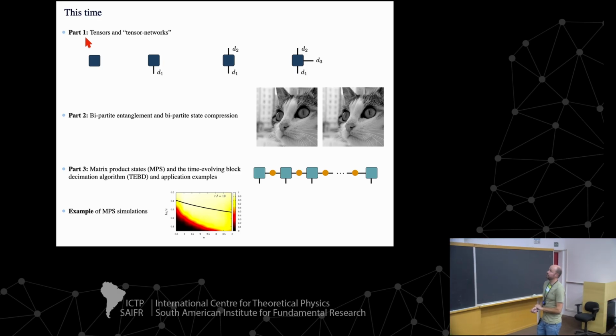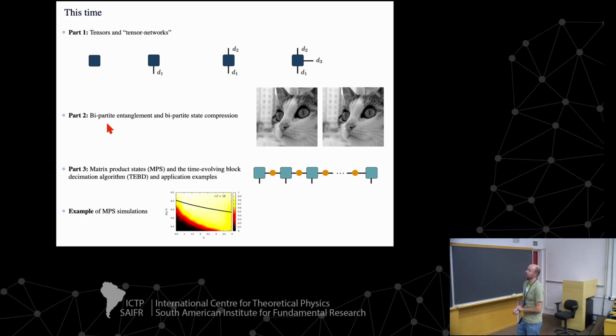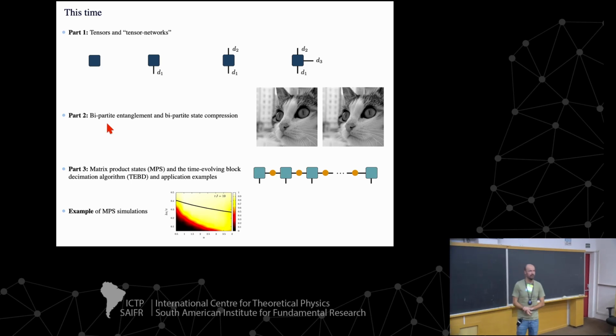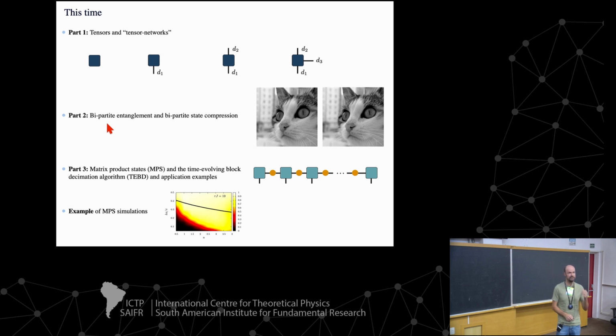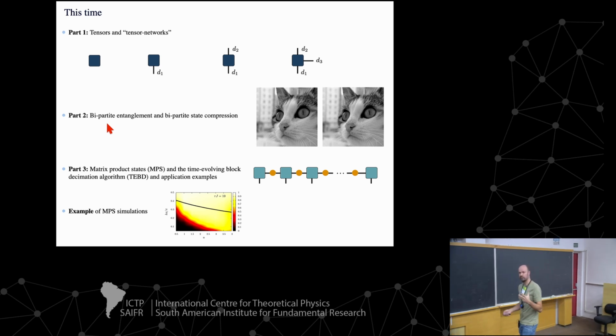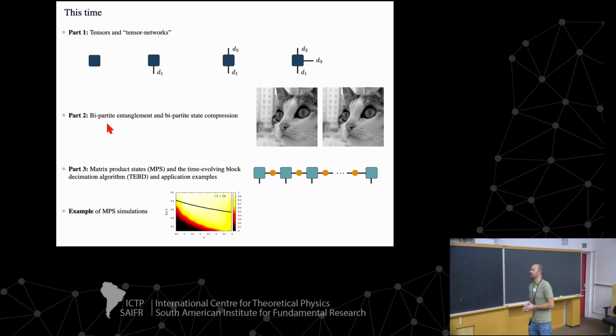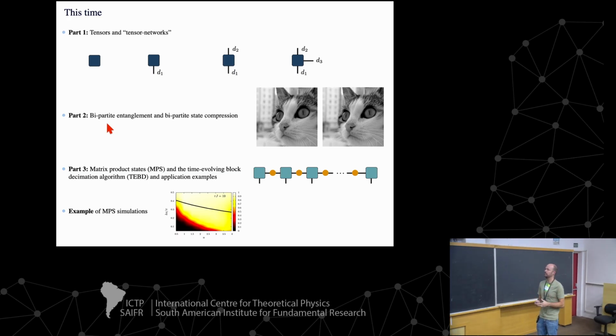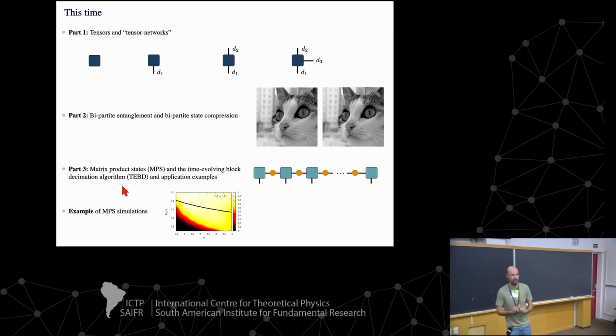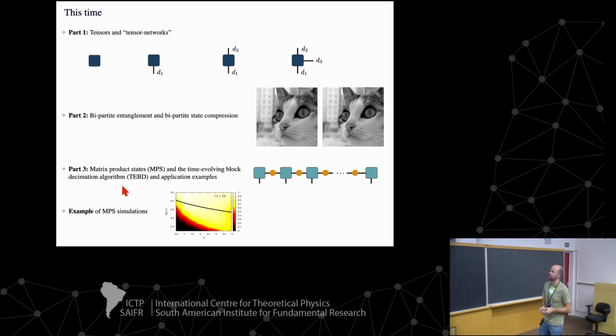Then probably the important part, I want to talk a little bit about what is bipartite entanglement, and how entanglement conceptually is actually an interesting quantity, because it tells you how much you can compress information in a quantum state, and this is the connection I want to really make. And this is really the key idea behind these so-called matrix product states that I then want to introduce in this third part here. And I want to just very briefly mention one algorithm to update time evolution with matrix product states. And this algorithm is called time-evolving block decimation algorithm, or TEBD.